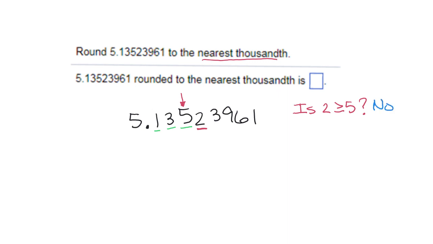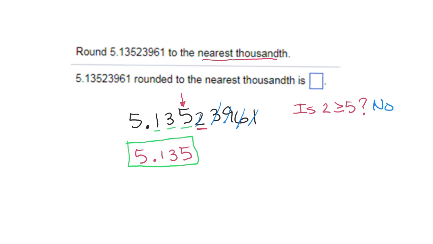The answer is no. So therefore, all the numbers behind the rounding number will drop off. And what we have is 5 and 135 thousandths. And this would be our final answer.